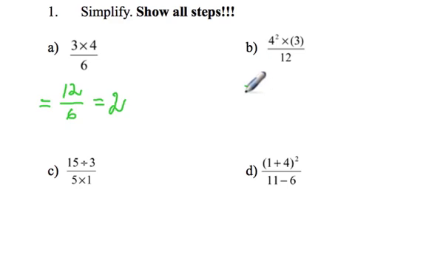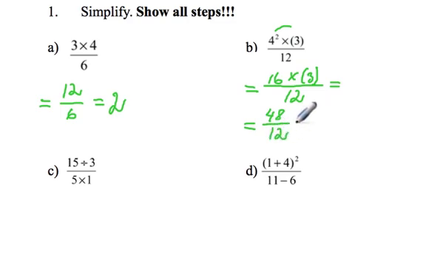Question B, similar situation. We will start by figuring out the numerator. And in the numerator, we have exponents. So that's the first thing we need to do, calculate the 4 squared. 4 squared equals 16, times 3, divided by 12. Next step, we will multiply 16 times 3, and 16 times 3 is 48. 48 divided by 12 equals 4.